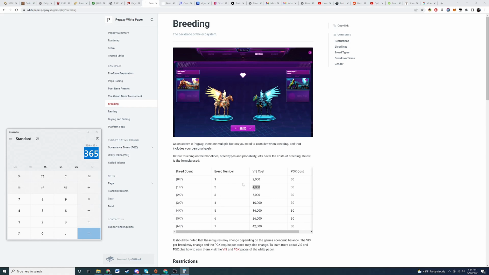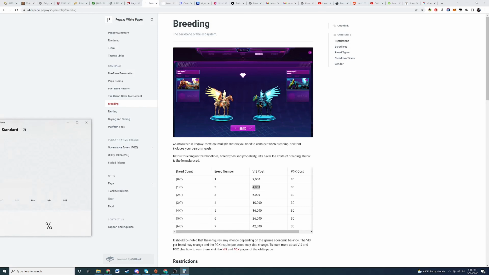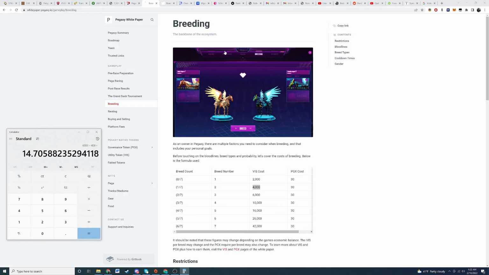And then the VIS, we're earning 408 a day. So if we go 6,000 VIS divided by 408 a day, 14.7 days to earn the requisite VIS, plus another 10 days to earn the requisite PGX. So if you go the rental route, you would have your new baby Pega in 24 days as opposed to the 37 days. The difference being, if you go the 37 days, you would own both Pegas. If you go the 25 days, you only would own 2 Pegas instead of 3.